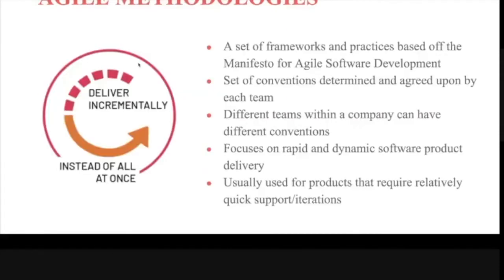Now, going into what everybody uses today, that's the agile development process. That is a set of frameworks and practices based off the Manifesto for Agile Software Development, a set of conventions determined and agreed upon by each team. Within the process, different teams within a company can have different conventions. The process focuses on rapid and dynamic software product delivery. It's used for products that require relatively quick support and iterations.